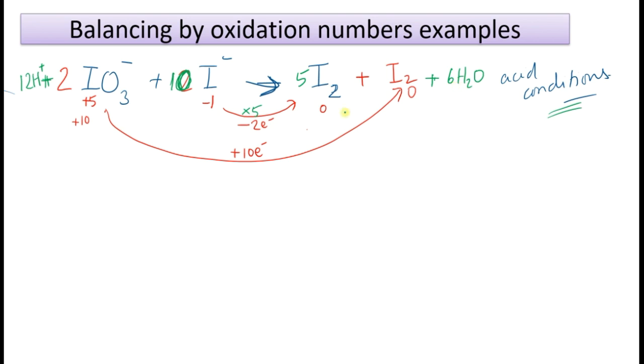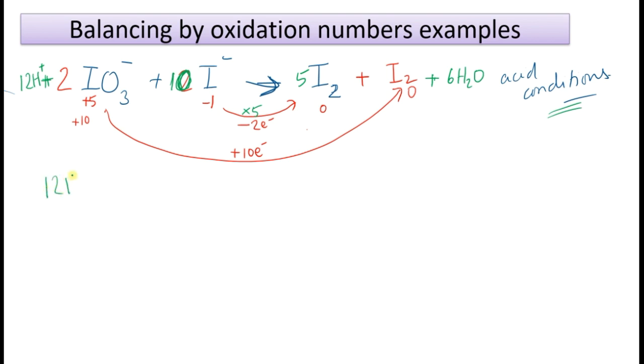6H2O, so 12 hydrogen atoms, 12 hydrogen here, and 6 oxygen, 2 times 3, 6 oxygen. Check the iodine as well. You've got 12 iodine: 5 times 2 is 10, plus that 2, 12. Now that is balanced.